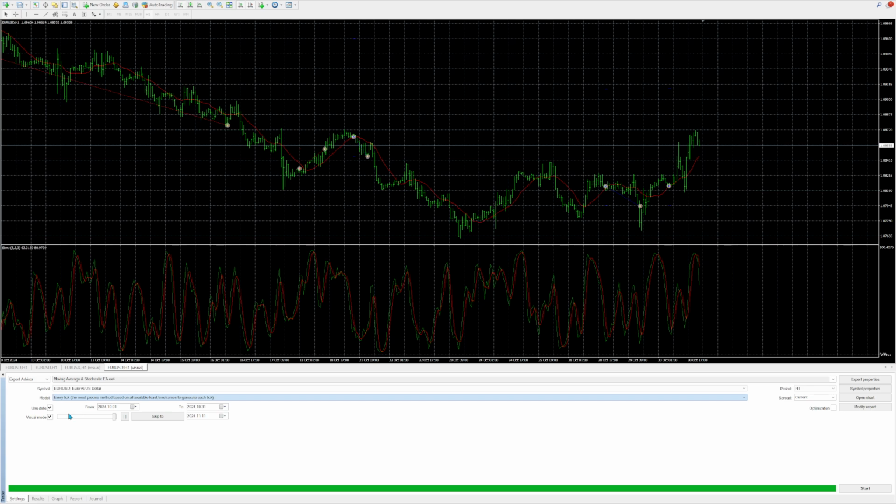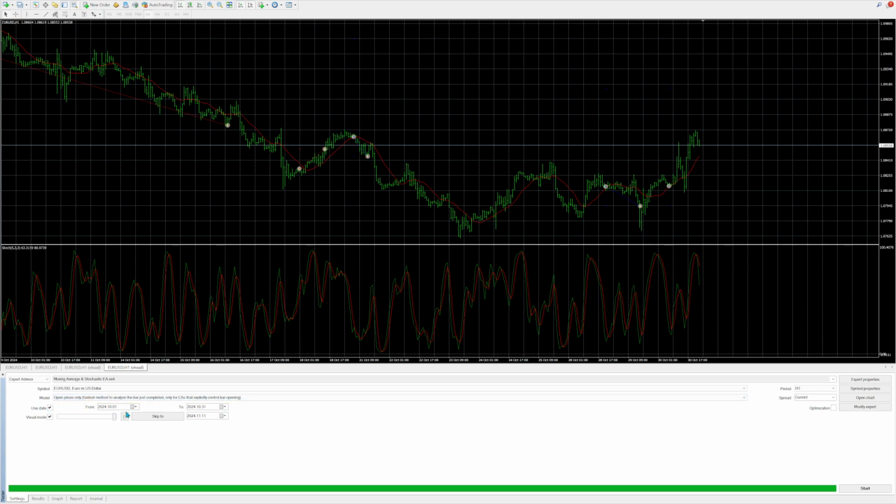Okay, so for the tested model, we can choose open prices only. And this is because the EA has been coded with open prices when it comes to calculating the entry and exit signals. That being said, once you do find some good settings that you want to test more thoroughly, you can switch to every tick testing, as this will use intrabar prices, which is important when it comes to calculating things such as the stop loss, take profit, trailing stop, break even, etc.